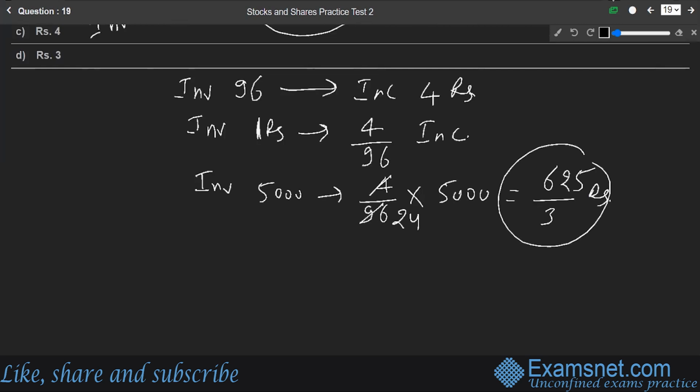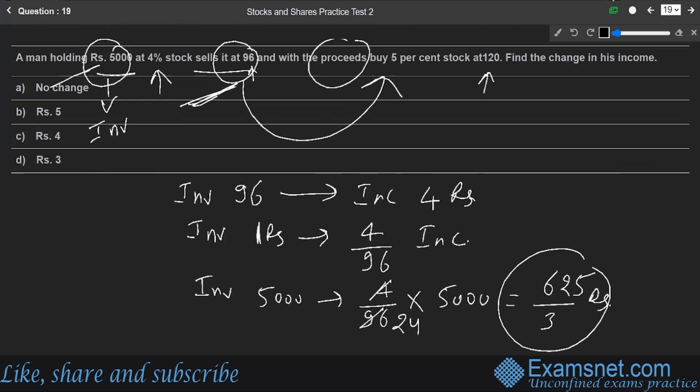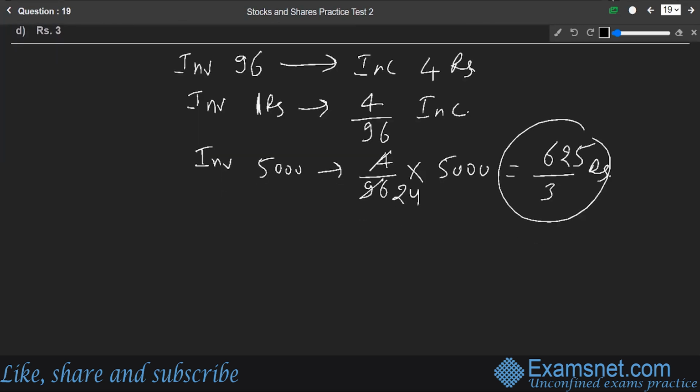He's investing this particular income in the second case. What is the second case? Second case says proceeds buy 5% stock at 120 rupees. So 5% stock at 120 rupees they are buying. So how many shares are being bought? He invested 5,000 rupees, so first of all, let us find out the number of shares.